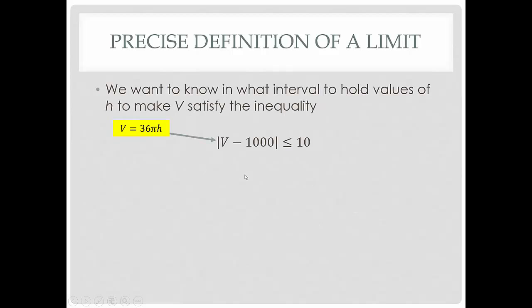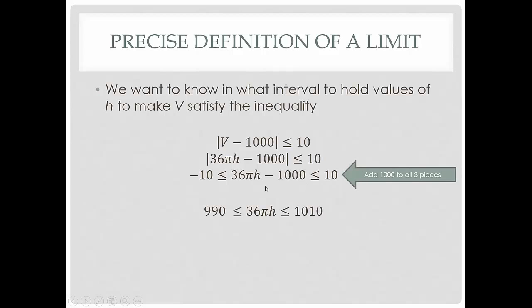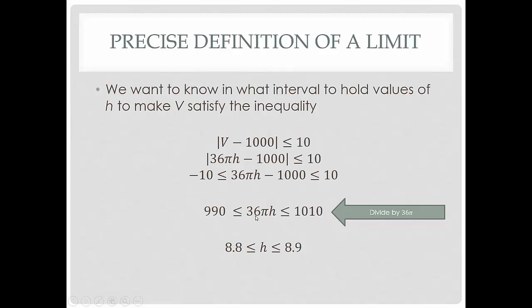Well, I know what V is, my volume. We just found that, so I plug that in. How do we solve an inequality? We get rid of these absolute values and we do the plus and minus. So notice I have a negative 10, positive 10. I want to isolate h because that's the interval that I want, that height there. So I could add 1,000 to all 3 pieces. I could now divide by 36 pi. And what this gives me is this interval to keep h between.